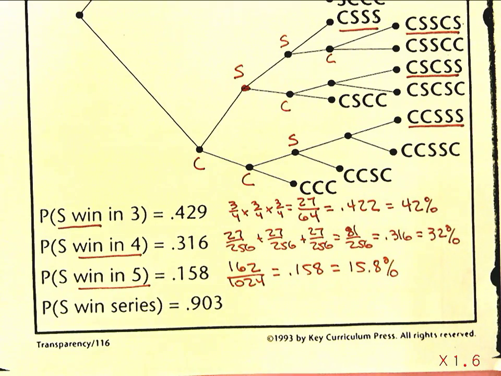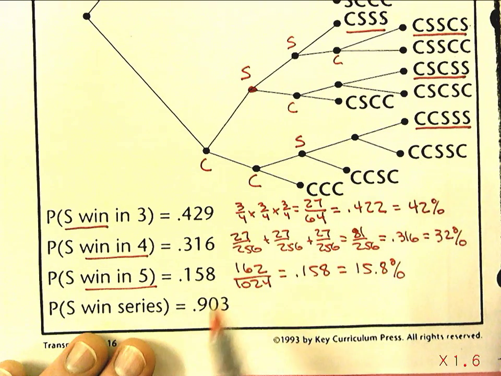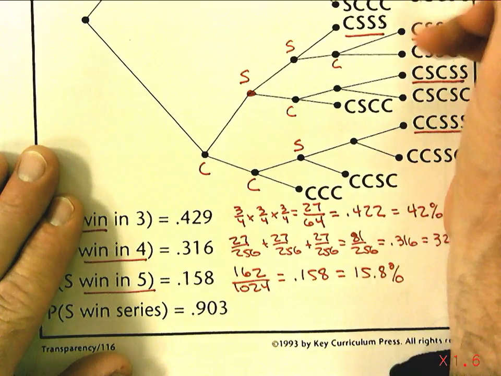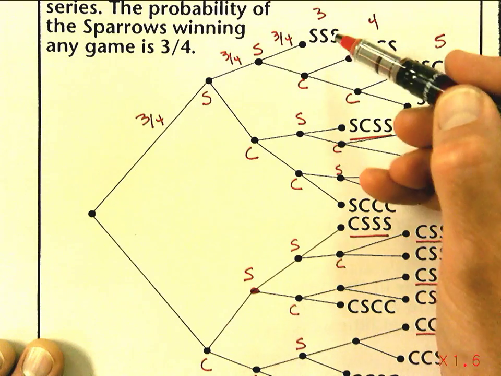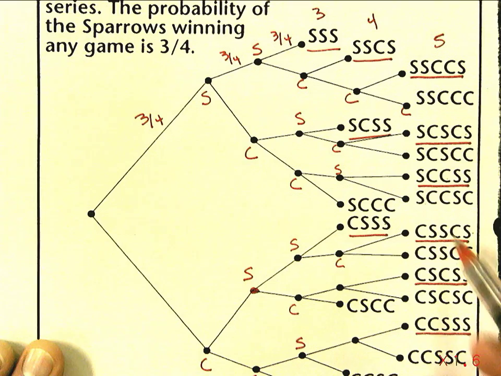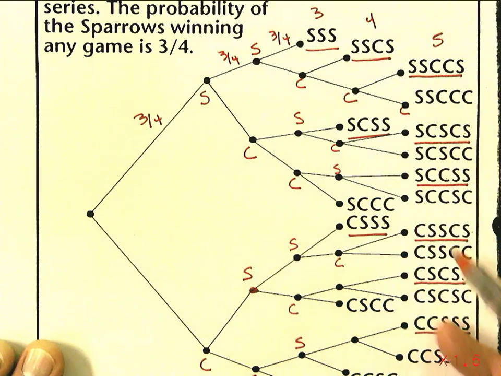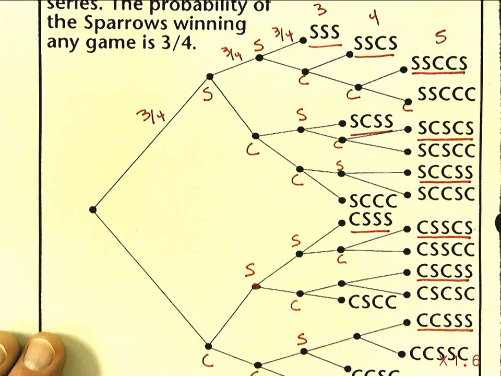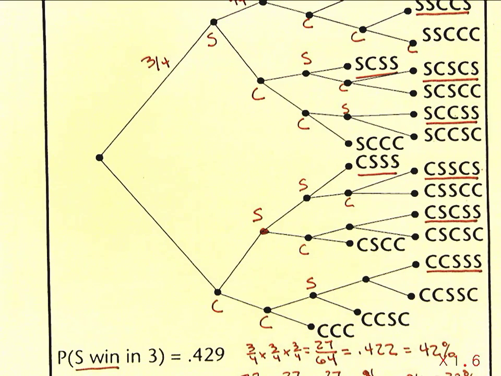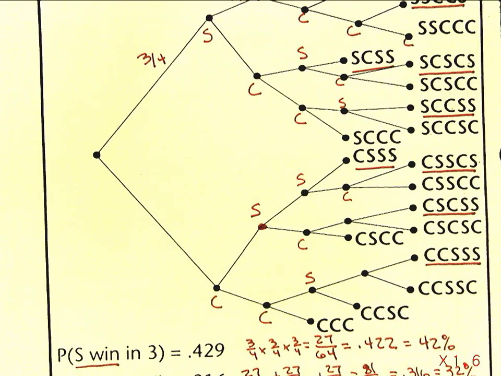And so now, finally, if I want to think about all the ways that they could actually win the series, it's all of these added together. I'm not going to go through all of the calculations of all these, but there are all these different ways that the Sparrows could win. They could win this way, this one, this one, this one, here, here, here, here, here, and here. So we think about all the different ways, 1, 2, 3, 4, 5, 6, 7, 8, 9, 10 different ways that they could win it. And all those probabilities added together should add up to this whole percent, this 0.903, or 90%.